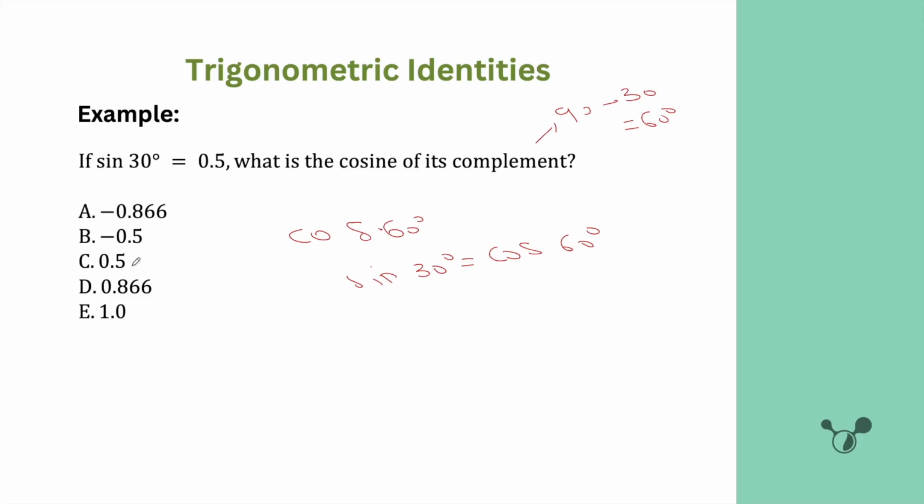But if you don't know this, you'll be lost from the word complementary. And this one, I think, is a WAEC question. So our answer is C, 0.5. Complement means they sum up to 90 degrees. So if one is 30 degrees, the cosine of the complement, which is cos 60 degrees, is still the same thing.